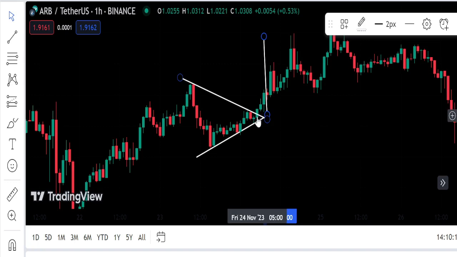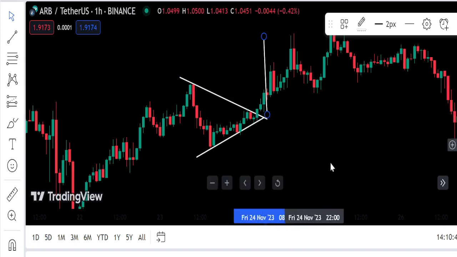So once again, you already know how to place your stop loss and you know how to enter the trade. So this is an example of a symmetrical triangle, and I think it's pretty clear. So let's do a recap of a symmetrical triangle.